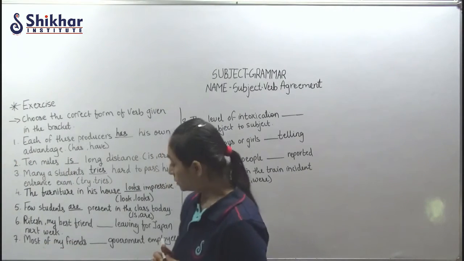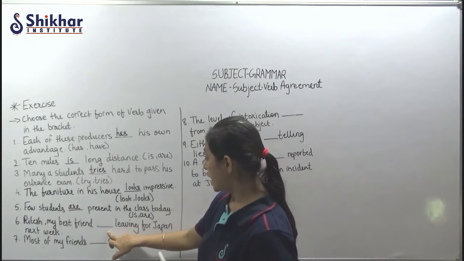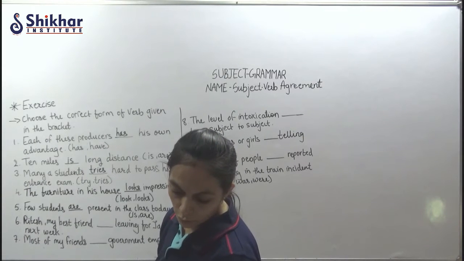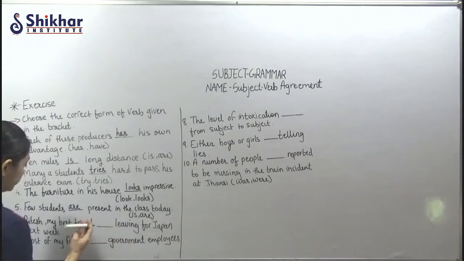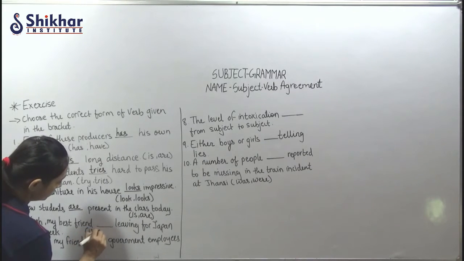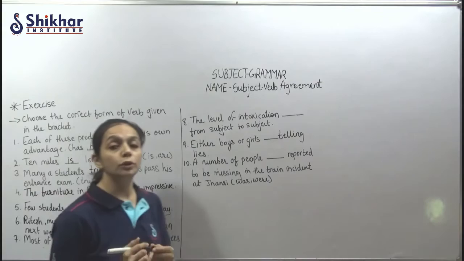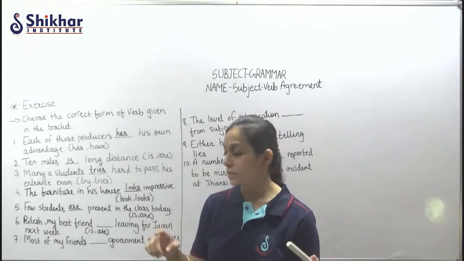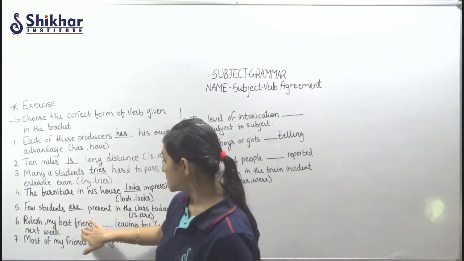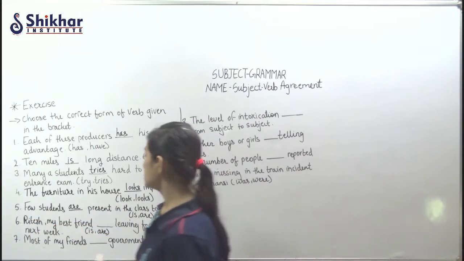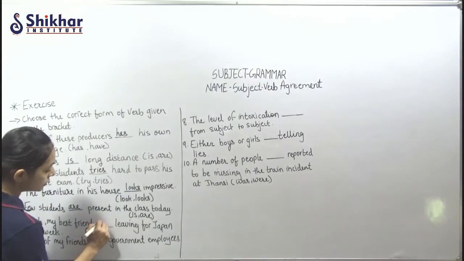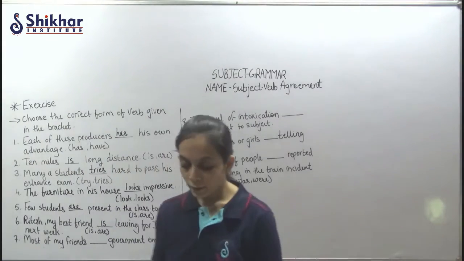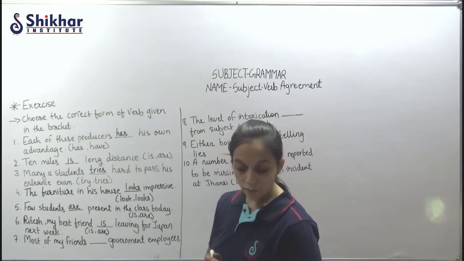Then sixth one, Ritesh, my friend, dash, leaving for Japan next week. So here your options are is or are. Obviously, now I have told you that many a time the subject is presented in a group of words where a clause is coming. Ritesh, okay, my best friend. So Ritesh is a singular noun. So obviously it will take is leaving for Japan next week. Correct?